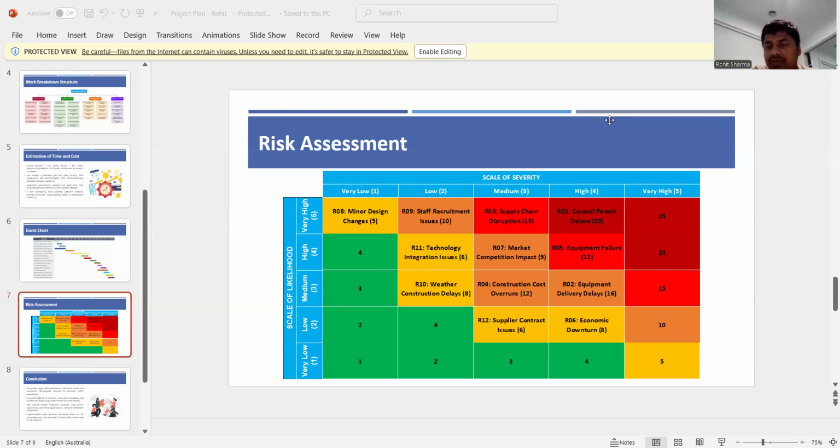Definitely in Australia, construction costs are very high. That's another thing. Supplier contract issues are another main issue. The high risk is about equipment failure. If the coffee machine and other equipment fail, it would seriously impact our business. Economic downturn is also high, because in every business, we can't predict an economic downturn. The very high risk scores are 25, 20, 15. So these are the risks by scale of likelihood.